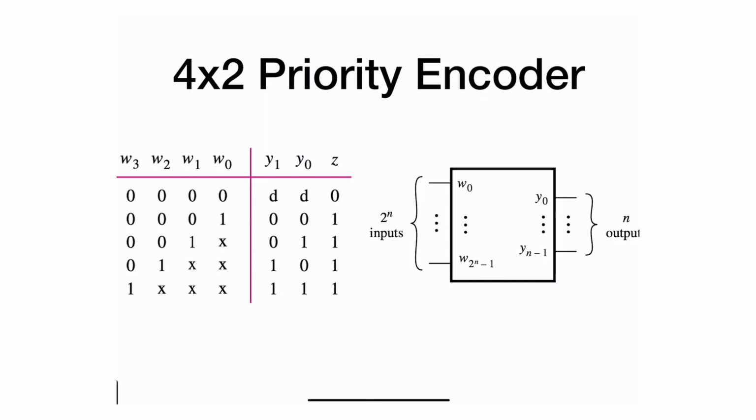Here's how. It's telling me if W3 is active or hot, I don't care what W2 or W1 or W0 are. I'm just going to tell you that that particular one is active because it has the highest priority. Similarly, if W3 was 0 and W2 is 1, I do not care what W0 and W1 are. W2 is 1, so I'm just going to give you the index 2 to tell you that that is the one with the highest priority that is active. So it's going to take a look at all the inputs and give you the index of the one with the highest priority. And that's how a priority encoder works.